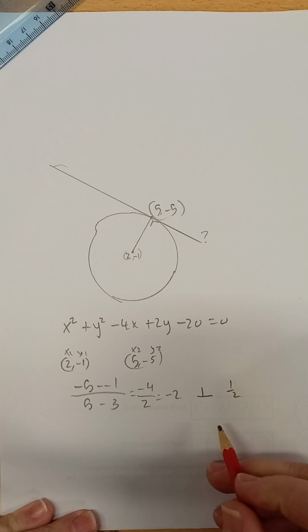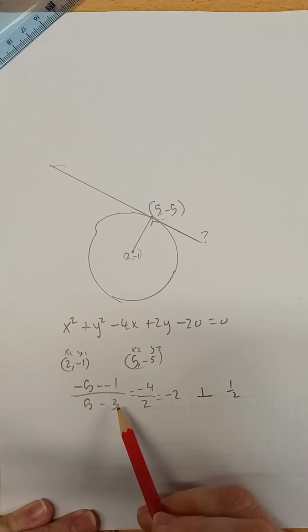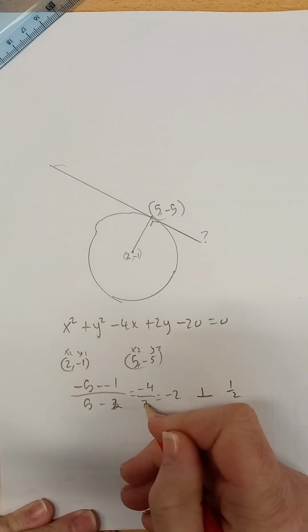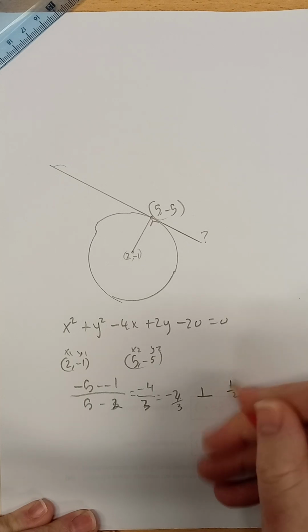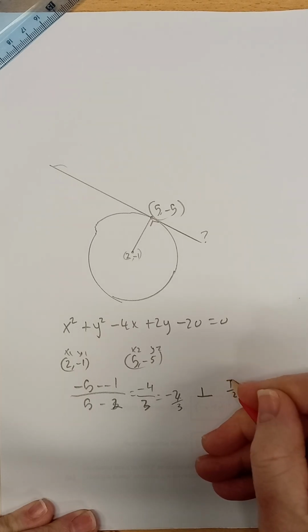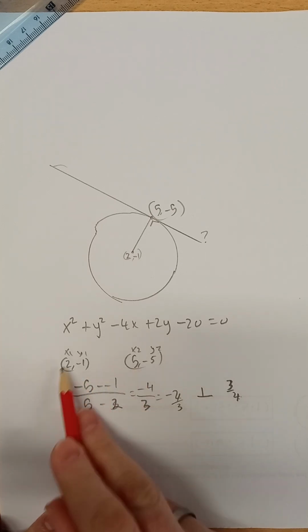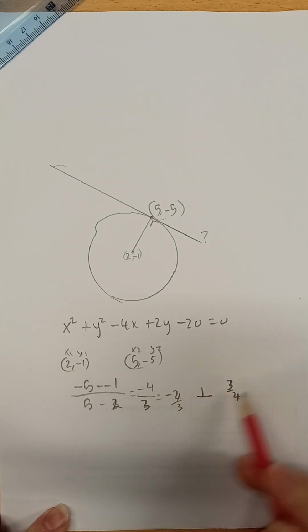Okay, so now that I have, actually, 5 minus 2, that's not a 3, it's a 2, sorry. So sorry, the perpendicular slope is actually 3/4. Don't know why I got that wrong. So sorry, got that wrong. Minus 5 plus 1 is minus 4. 5 minus 2 is 3. Minus 4 over 3 is one slope, so the other slope has to be 3/4.